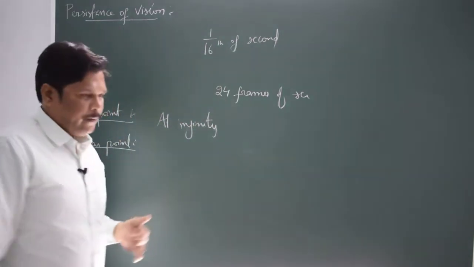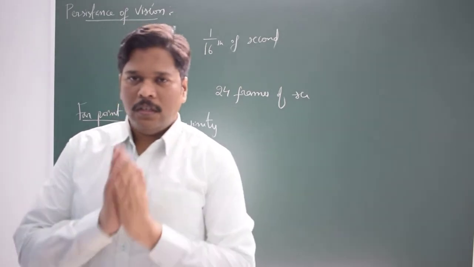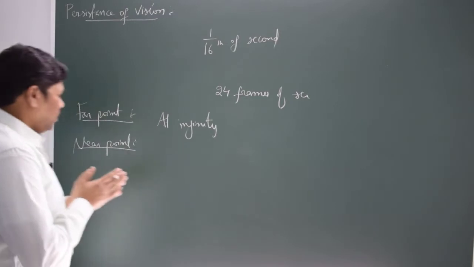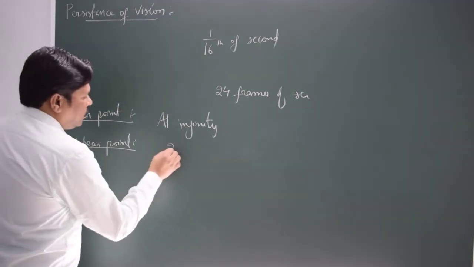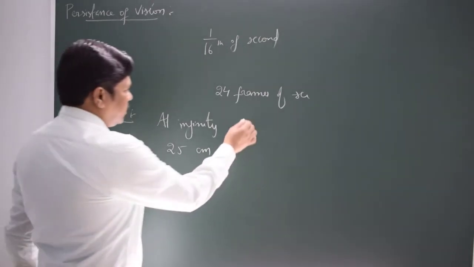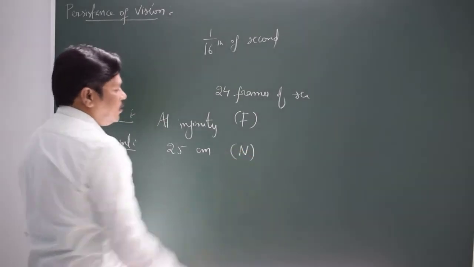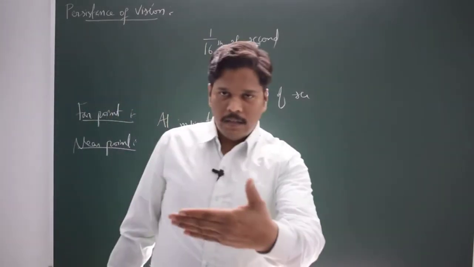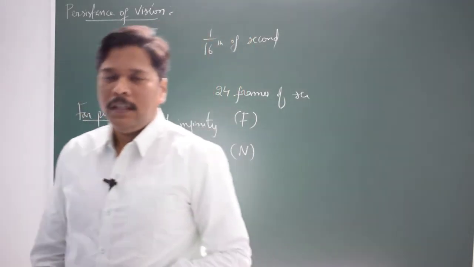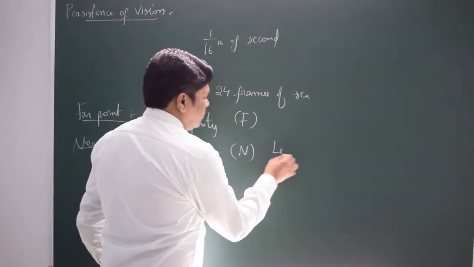So what is the near point? Near point is the nearest distance where you can see the object distinctly. Generally, for a normal eye, the near point is 25 centimeters in front of the human eye. When writing in notations, for far point we will use the capital F, and for near point we will use the capital N. Near point is the nearest distance at which the human eye sees the object distinctly. One more thing, this near point is also called the least distance of distinct vision.